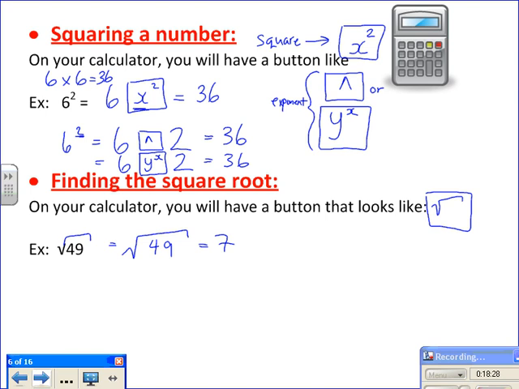If you don't have a button like that, you might have another button. Most people do, and if it's not on their calculator, it's sometimes written above another button. So you can come and talk to me if you aren't able to find where that button is on your calculator.